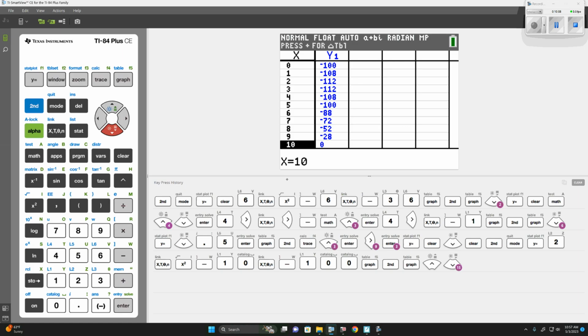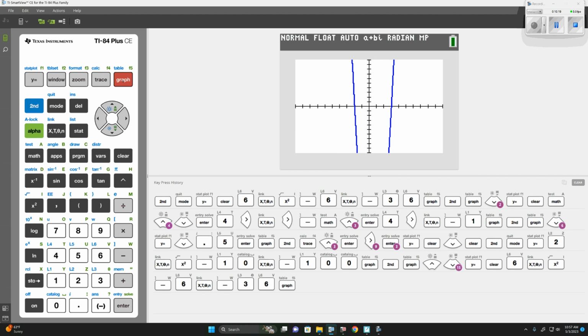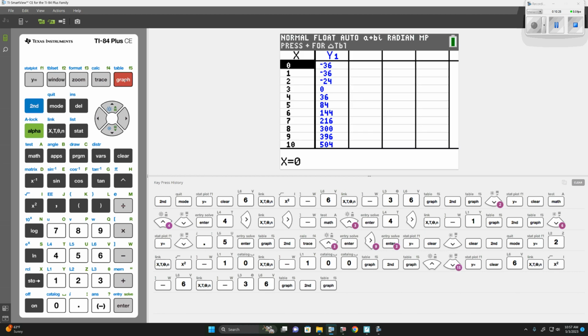So again, just like the previous one, we can graph this. We can say 6x squared minus 6x minus 36 and hit graph, and we see that it does indeed cross at 2 nice points. And if we go second table, well, one of the solutions is -2, and the other is 3.